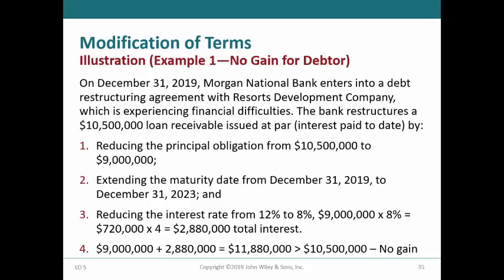The future cash flows are $9 million in principal and $2,880,000 in interest payments for a total of $11,880,000. Since this amount is greater than the amount due of $10,500,000, no gain will be recognized by Resorts Development Company on the restructuring of the loan.